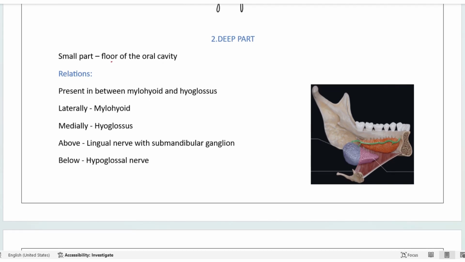Deep part. It's a small part present at the floor of the oral cavity. Okay, it's related laterally to the mylohyoid, medially to the hyoglossus, above by the lingual nerve with the submandibular ganglion, and below by the hypoglossal nerve.